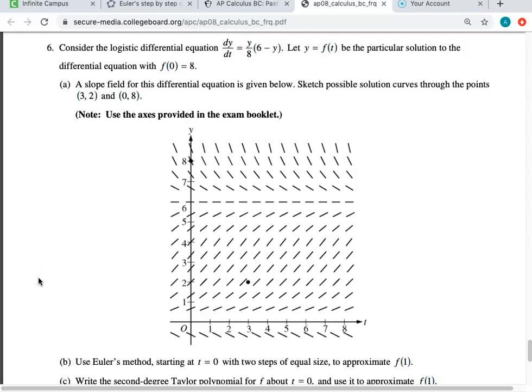Don't do C. And I don't know how to make it pause. Here, I'm going to freeze. Just kidding. Yeah, don't do C. You haven't learned Taylor polynomials yet.